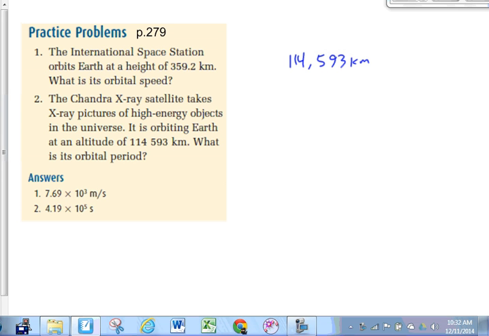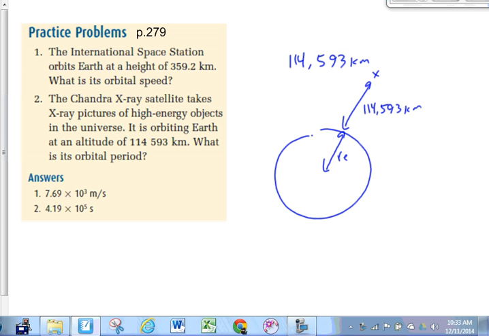Part of the radius? What do you mean by that? Oh, okay. So let's draw a picture here. Here's the Earth. Here's the radius of the Earth. And then here's the satellite way up there, 114,593 kilometers up there. What we actually have to do, you're absolutely right, is take that as my radius, but add to that the radius of the Earth. Because we don't want to know how far it is above the surface. We want to know how far it is above the center of the Earth.